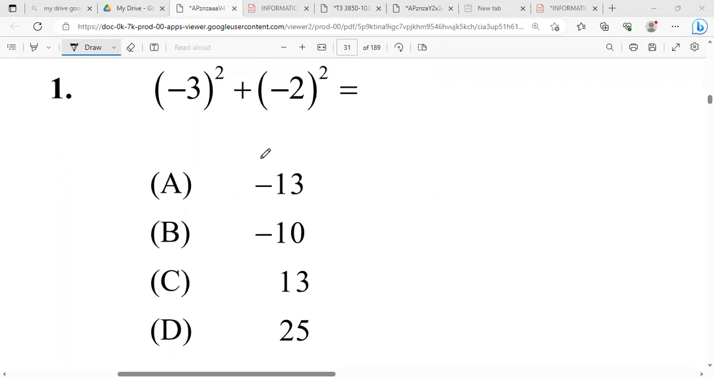Let's go through some multiple choice. How are you guys? Hope everybody is all right. Hope everybody is ready for the examination that's coming up shortly.